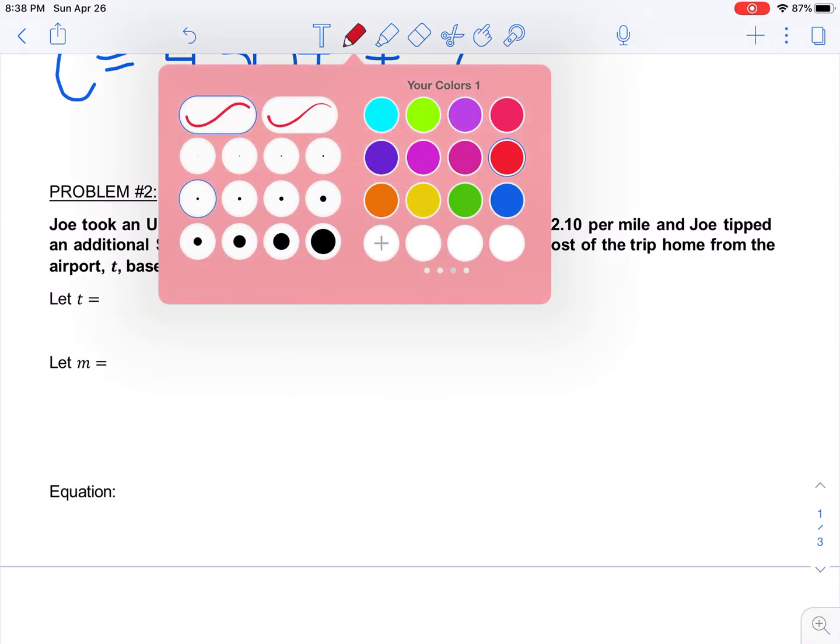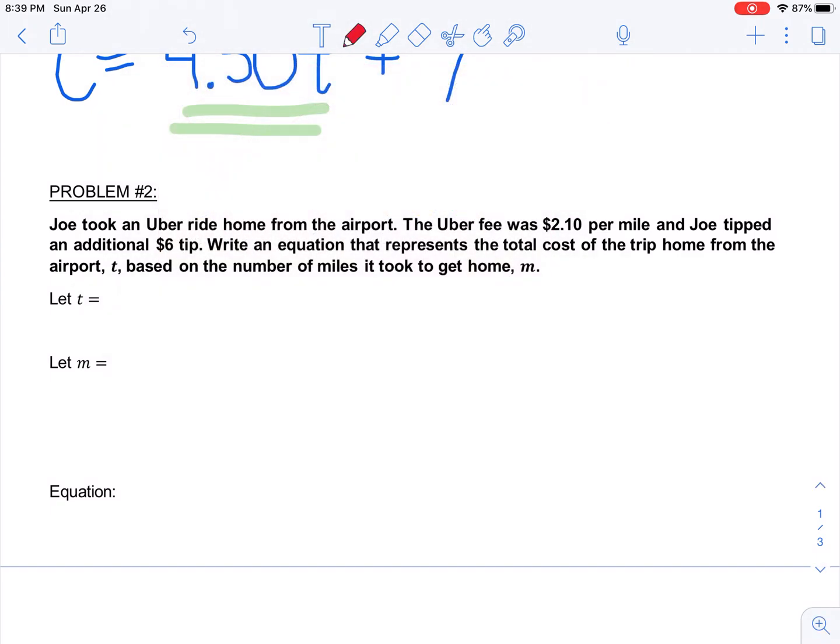Read it first. Joe took an Uber ride home from the airport. The Uber fee was $2.10 per mile. I'm going to highlight that. That's going to be important. And Joe tipped an additional $6 tip. Write an equation that represents the total cost of the trip home from the airport T. So T is the cost of the total trip, based on the number of miles it took to get home M. So there are our variables.